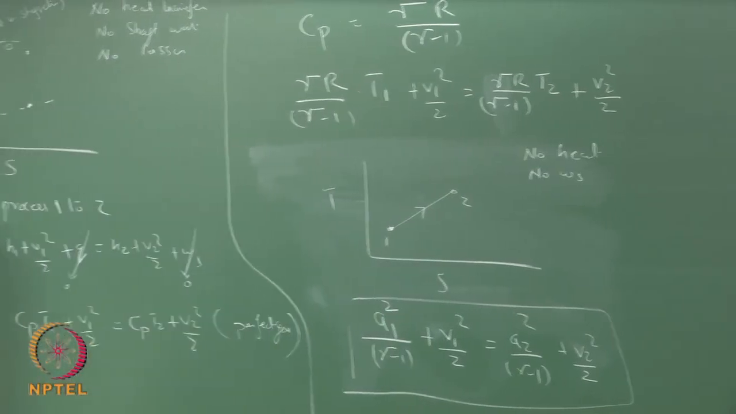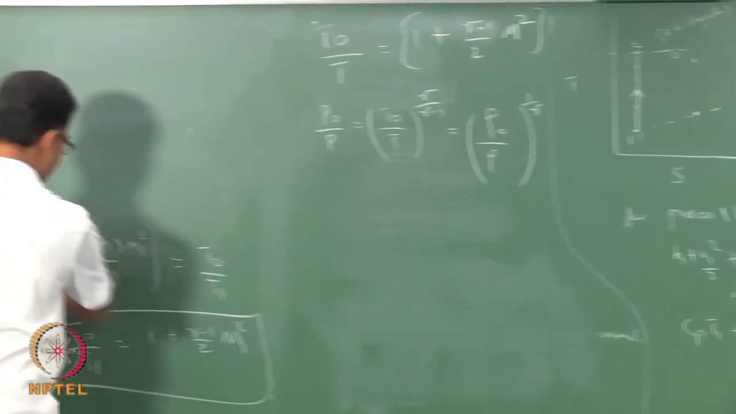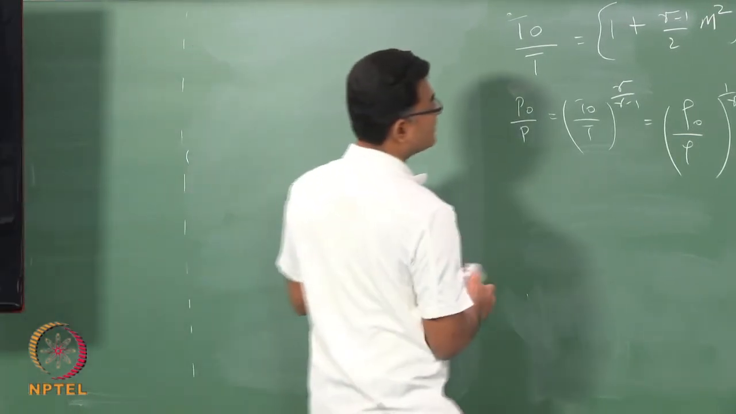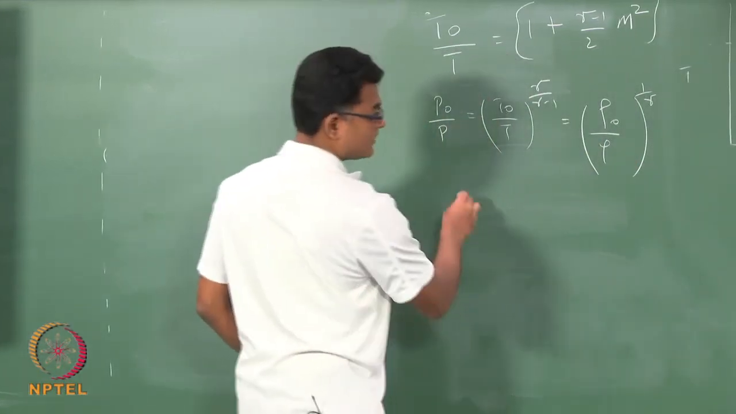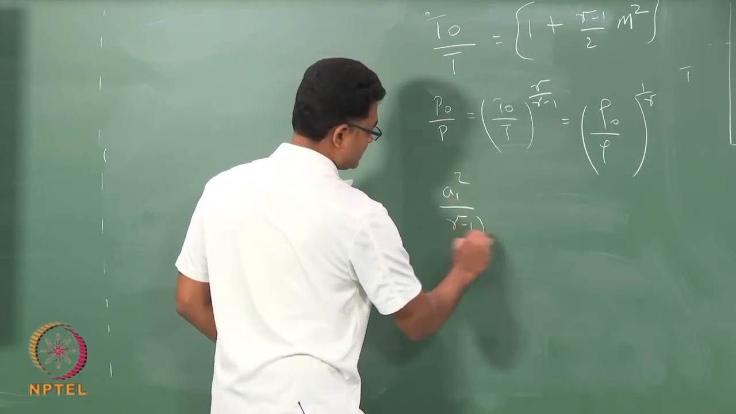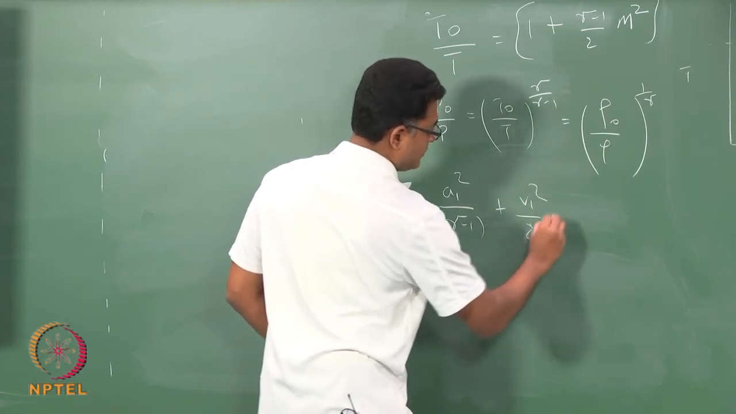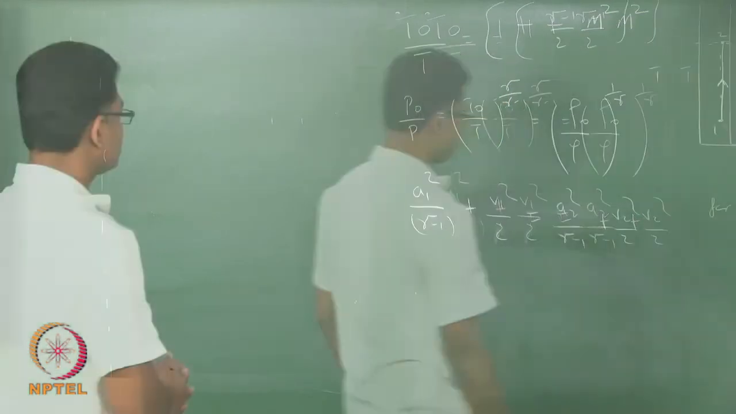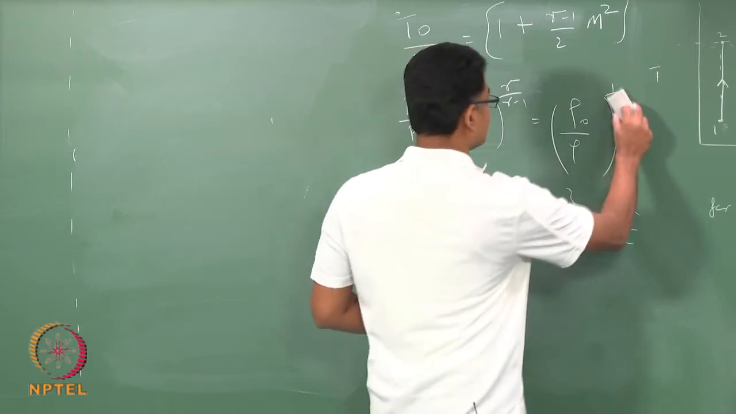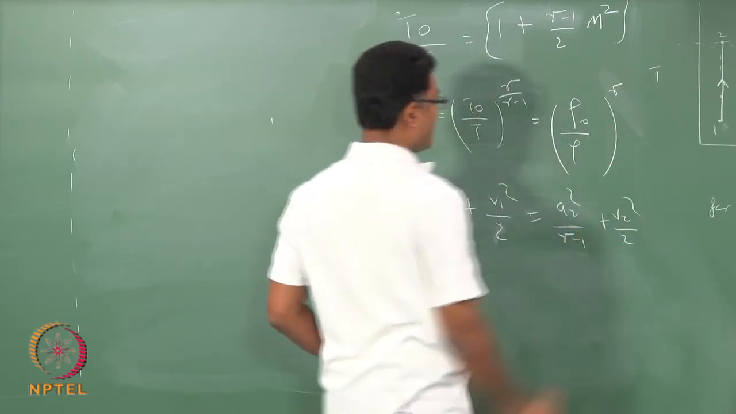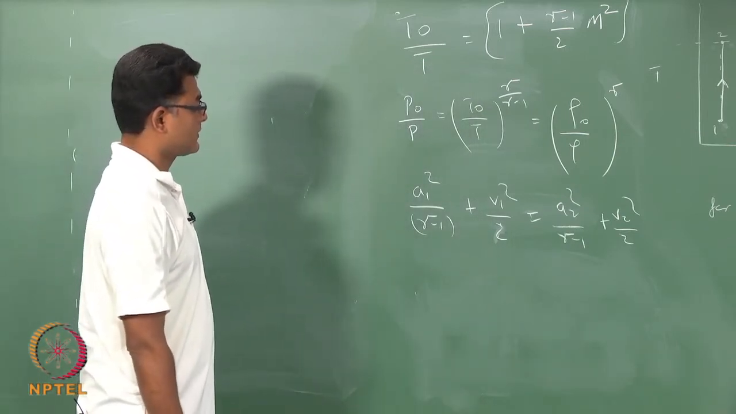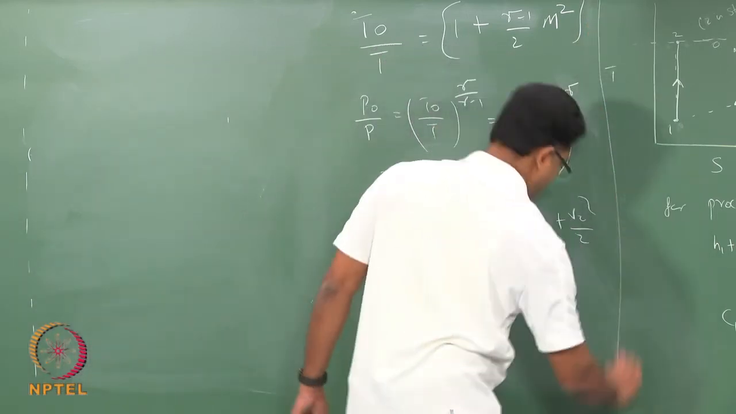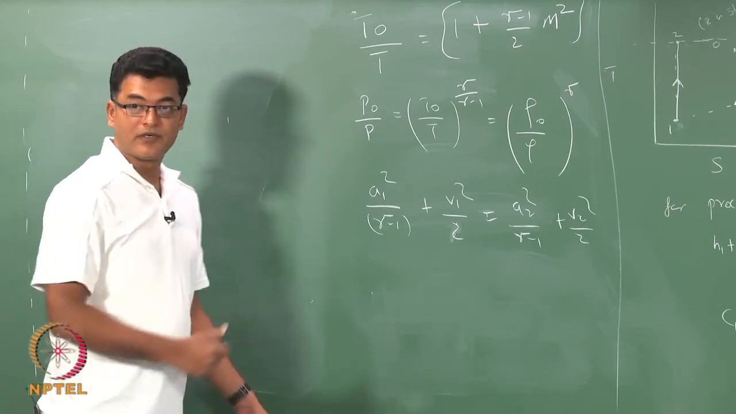Okay. So, the equations we learnt today, I will write it down here. It's already here. I would add it along with this A1 square by gamma minus 1 plus V1 square by 2 equals A2 square by gamma minus 1 plus V2 square by 2. Okay. So, there is a correction here, this is rho naught by rho to the power gamma. Okay. So, now to demonstrate the power of these equations, we will do a couple of problems.